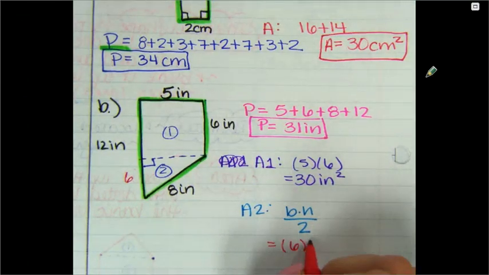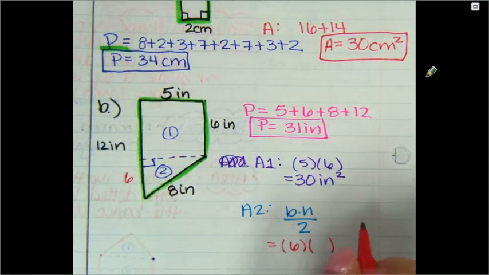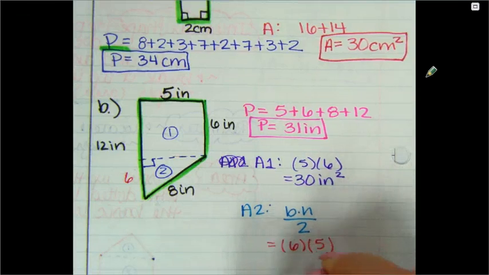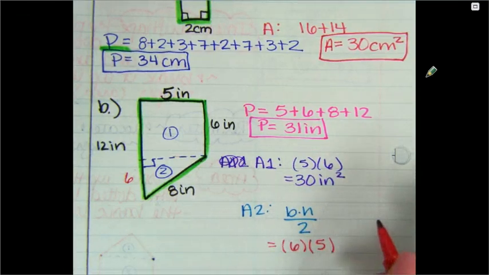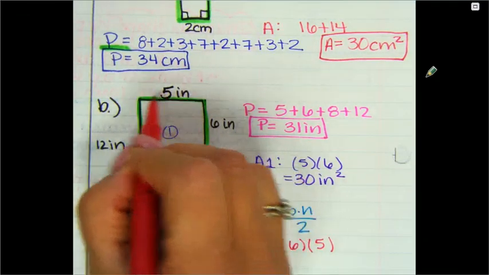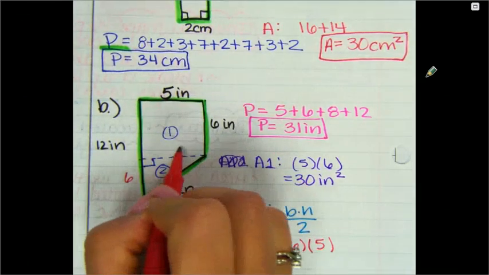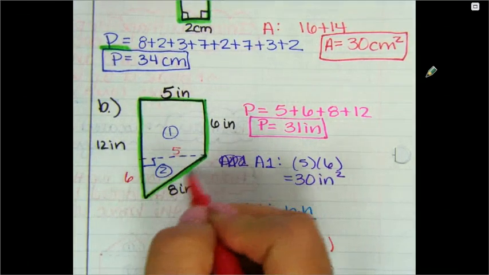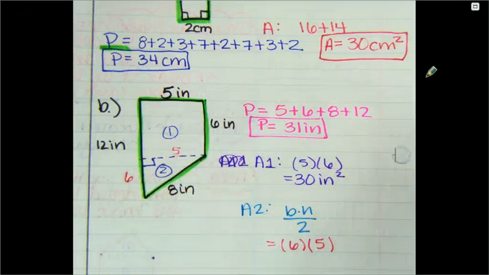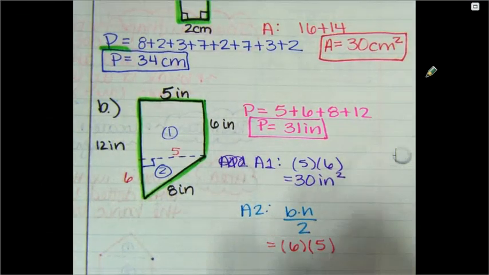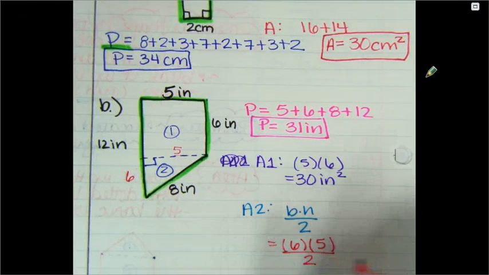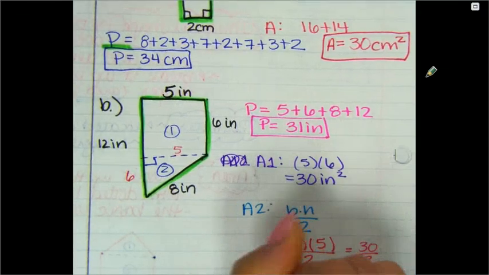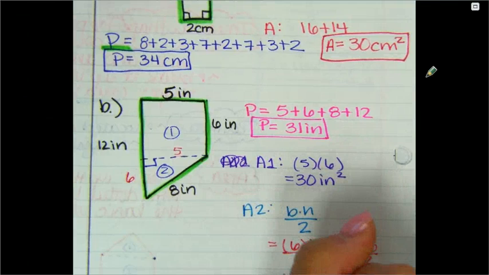What's your height? 5. Why is your height 5? Because this is 5, which means that's also 5. We do not use the hypotenuse when you are finding your area. Has to be straight. Divide by 2. What's 6 times 5? 30 over 2 is 15 inches squared.